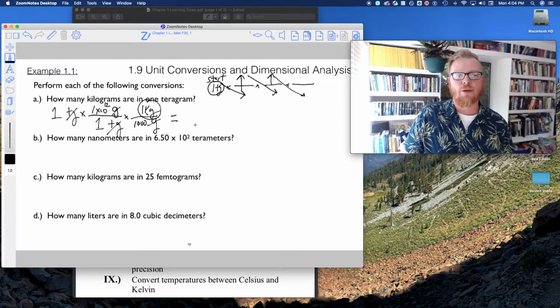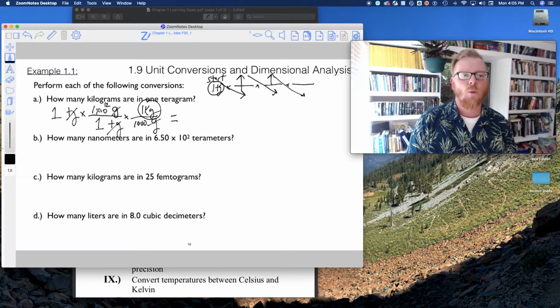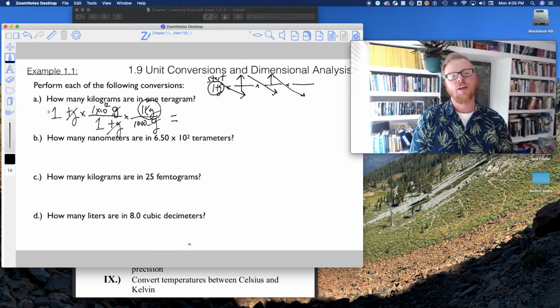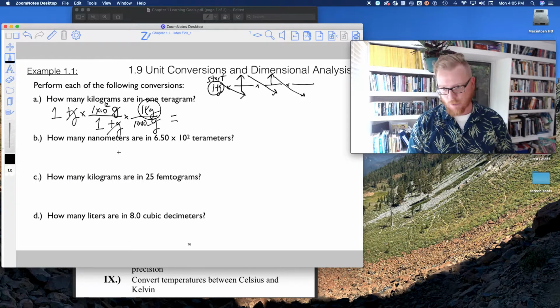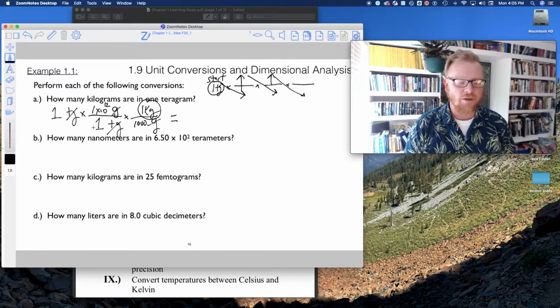Now I have to do math on the numbers. And so this goes 1 times 10 to the 12 divided by 1 times 1 divided by 1,000. You'll recognize all of those ones, right? They don't matter for the math, though they do matter for the units. We know 1 divided by 1 is just 1, so it's really just 1 times 10 to the 12th divided by 1,000.